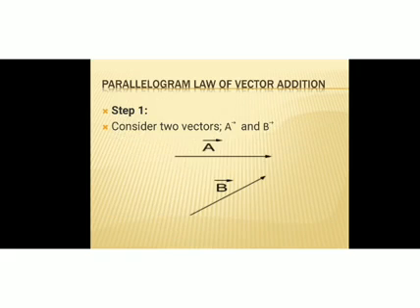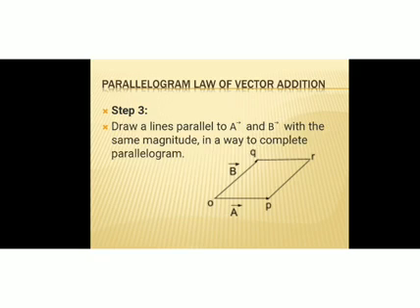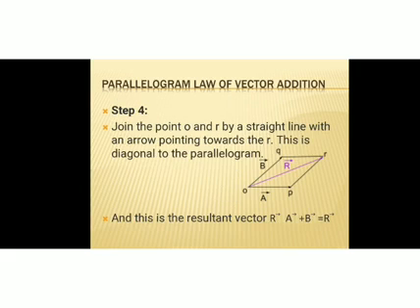So what are the different steps to apply this parallelogram law of vector addition? Whenever two vectors are given, you should join the tail of one vector with the tail of the other vector. Then construct two lines parallel to the two vectors so as to complete a parallelogram. Then join a line from the origin to the point R. That means construct a diagonal for that parallelogram. Then that diagonal represents the sum of the two vectors A and B.